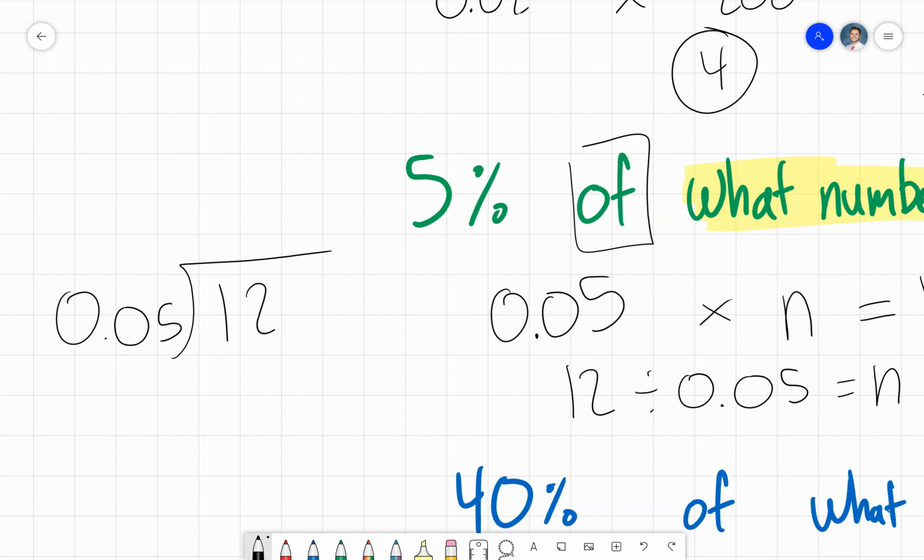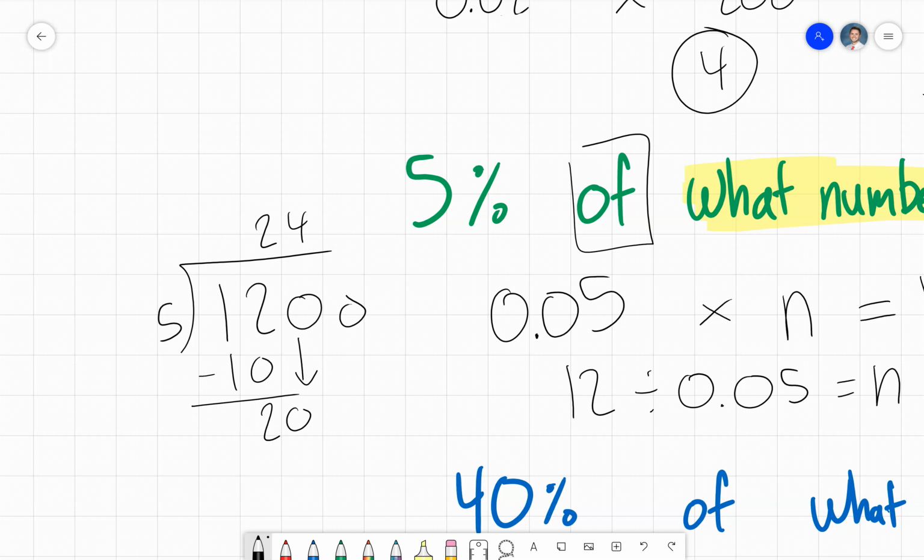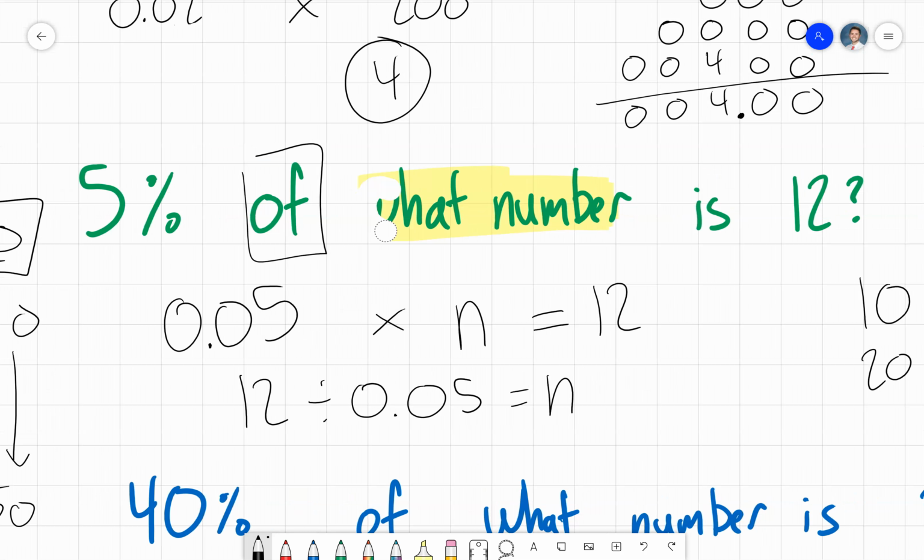So we have a decimal in our divisor. We need to move that twice and do the same here. So now we have 1,200 divided by 5. And 5 goes into 12 twice, 12 minus 10 is 2. 5 goes into 20 4 times. And 5 goes into 0 0 times. So 5% of 240 is 12.